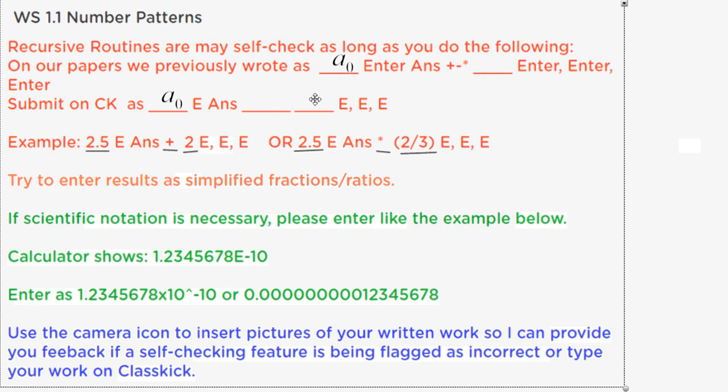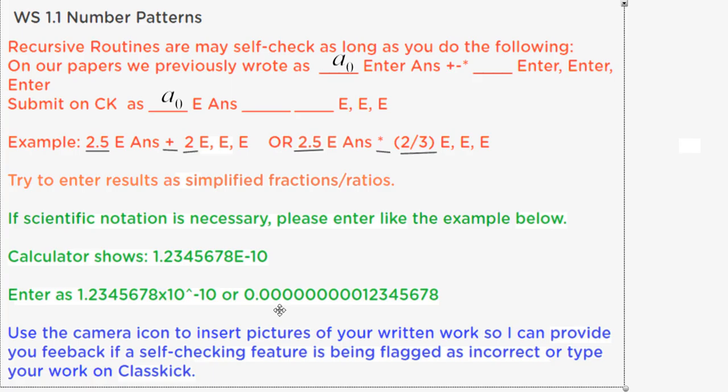If you do run into some really large or small numbers that require scientific notation, remember the calculator shows you scientific notation like this, but mathematically we want to show it either as the multiplier of a 10 with the base, or what that number value actually is.